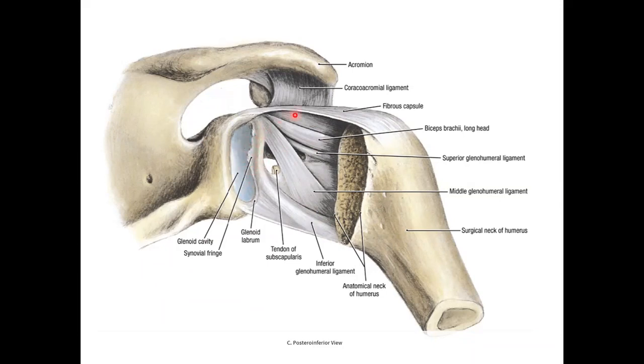Let's see, what else is important in this? You can also see here, again, all these things are close together. So there's your coracoacromial ligament again, along with your acromion from your scapula. What else? So, synovial fringe.